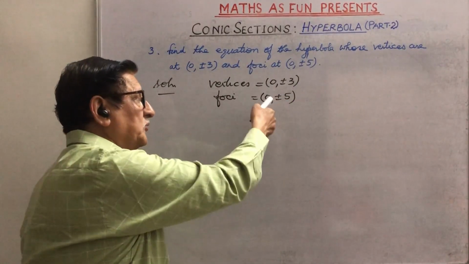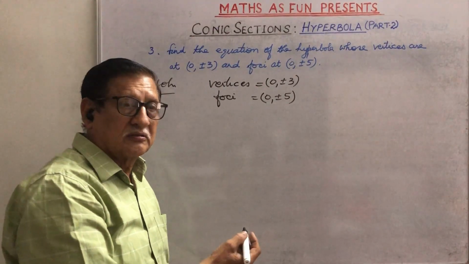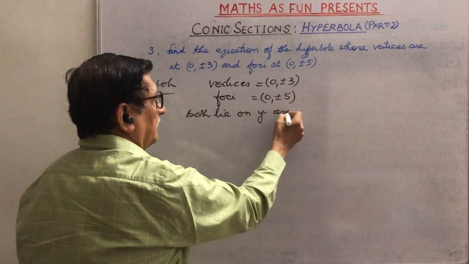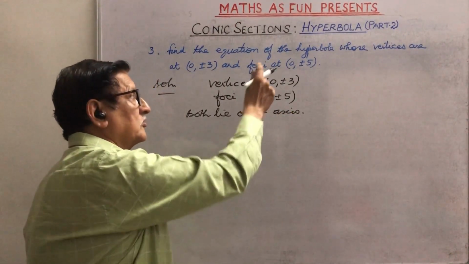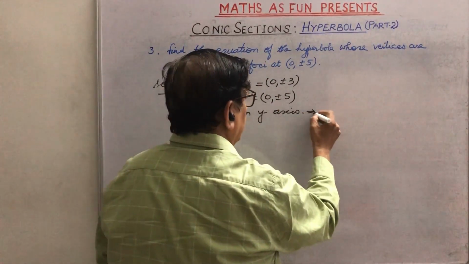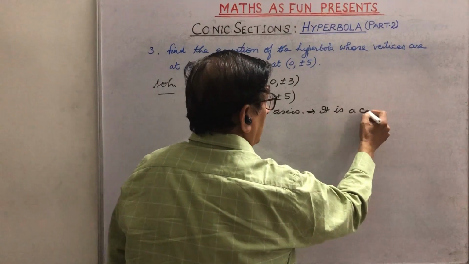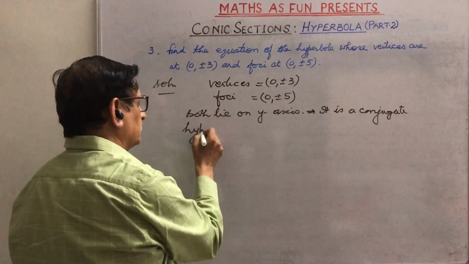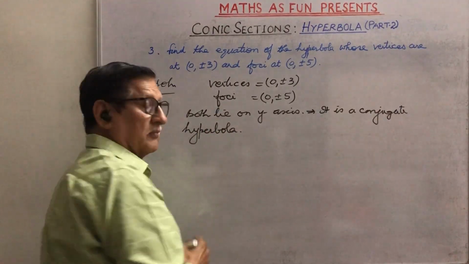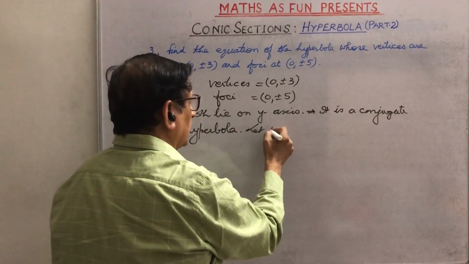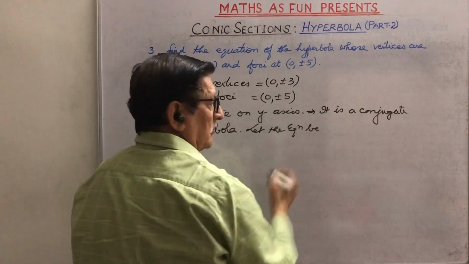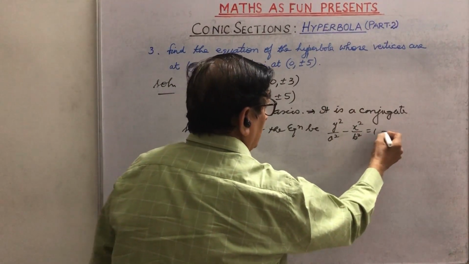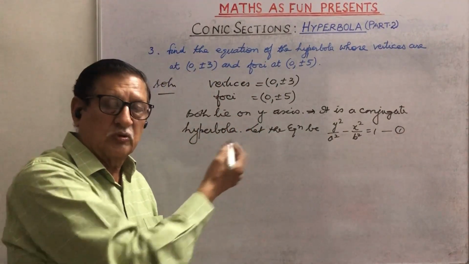Do we find that these both are lying on the y-axis? Both lie on y-axis. It means this is a conjugate hyperbola. This implies that it is a conjugate hyperbola. Let the equation be y square upon a square minus x square upon b square is equal to 1. We already learnt what is the equation of the conjugate hyperbola.